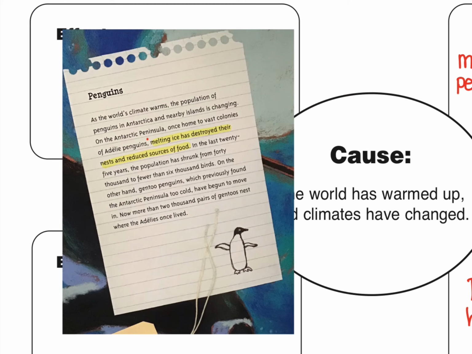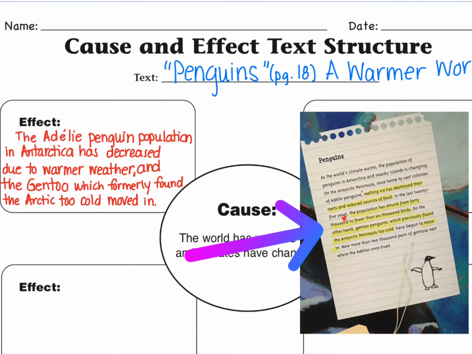Now, if we keep going, we'll also notice another effect. What did you see? Here's what I highlighted. It's quite a bit. It says the population shrunk from 40,000 to fewer than 6,000 birds. On the other hand, Gentoo penguins, which previously found the Antarctic Peninsula too cold, began to move in. So I wrote this down as an effect. The Adelie penguin population in Antarctica has decreased due to warmer weather, and the Gentoos, which formerly found the Antarctic too cold, moved in. It sounds like two unrelated events, but these both really affect the habitat of the penguin in a very great way.